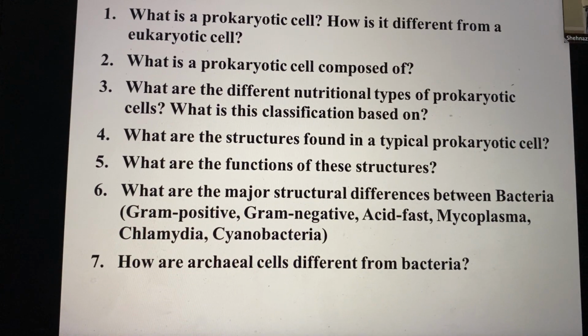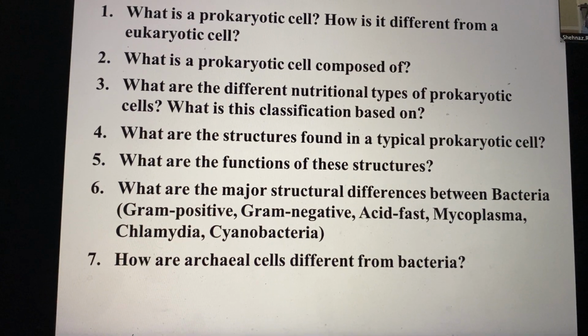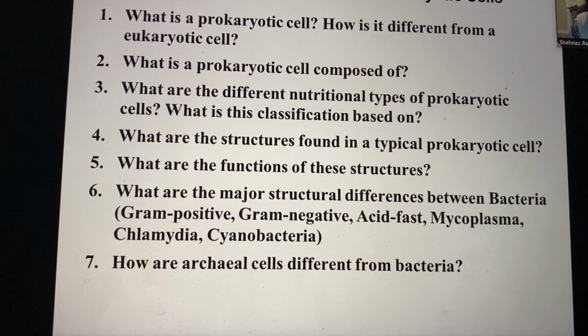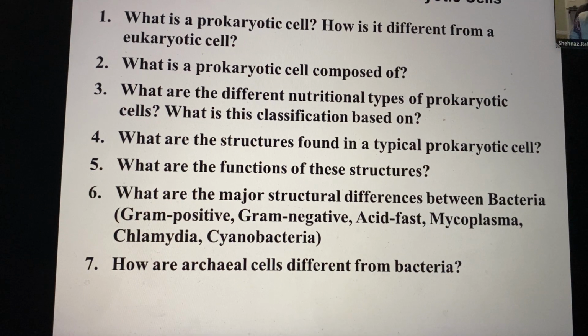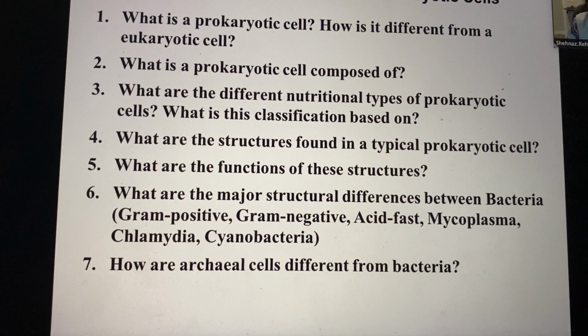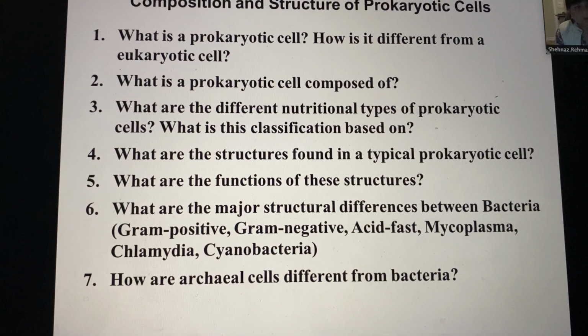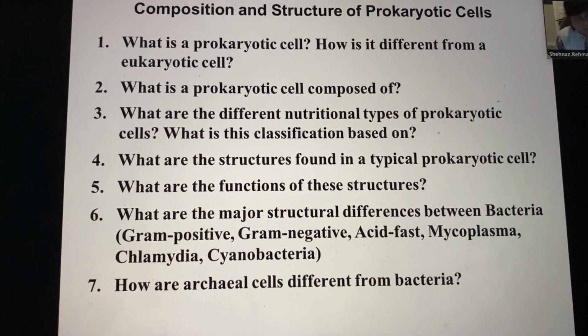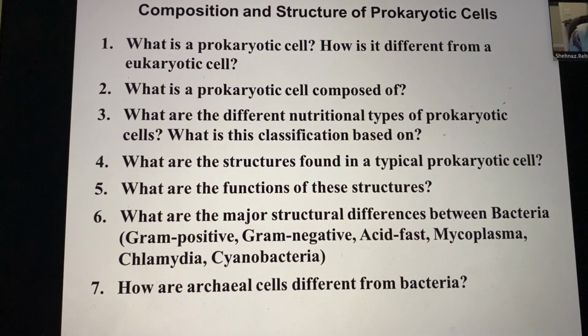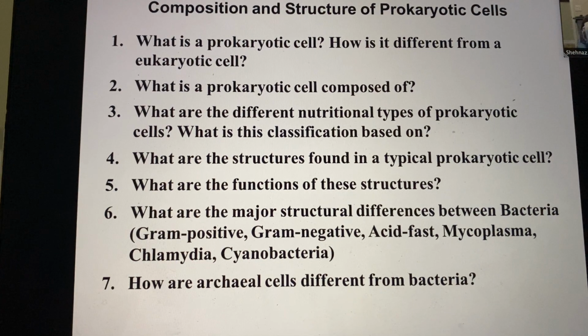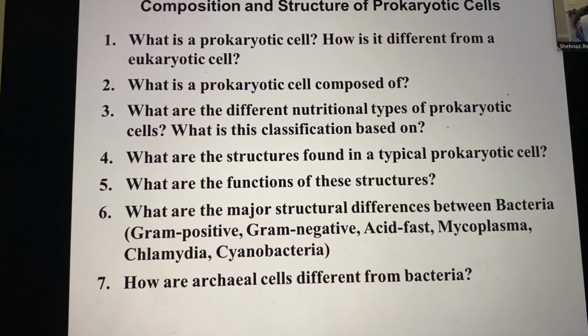When you finish studying this chapter, you will be able to know what a prokaryotic cell is and how it is different from a eukaryotic cell. What is the prokaryotic cell composed of? What are the different nutritional types of the prokaryotic cell, and what is this classification based on?